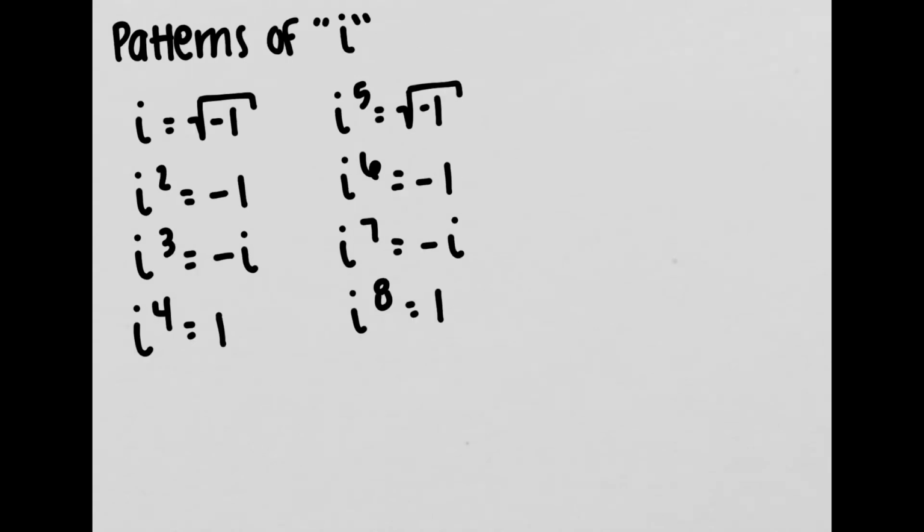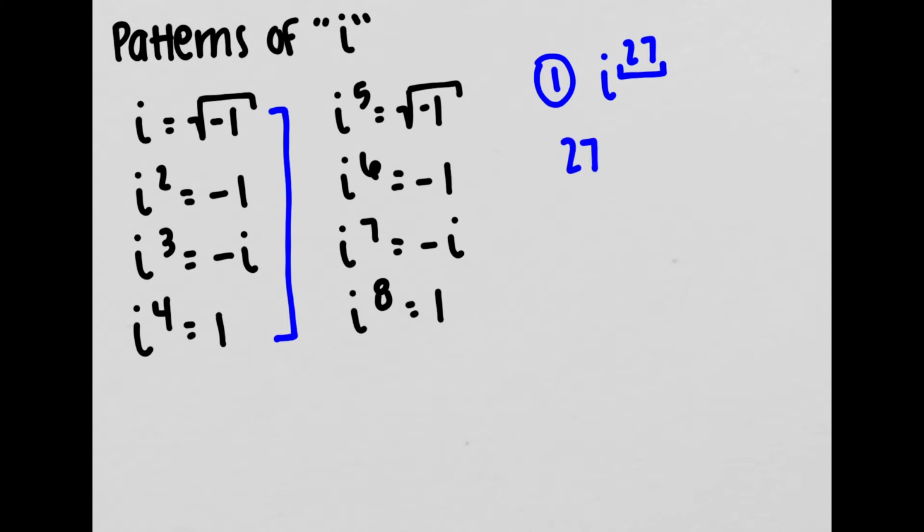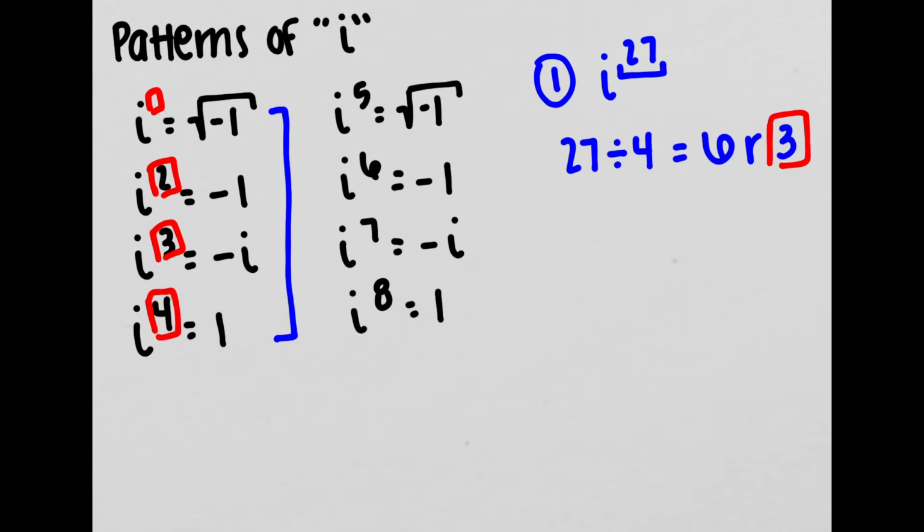Now I'm going to give you some examples of where we're going to use this. The first one, I want you to simplify, or tell me what I to the 27th is. Since there are 4 in the pattern before it repeats, you're going to take that exponent and divide it by 4. So 27 divided by 4. How many times does 4 go into 27? It goes in 6 times, and I have a remainder of 3. That remainder is what's really important, because that tells you which power of I you're looking at. Since it's a remainder of 3, I'm looking at I cubed. So I to the 27th is the same thing as I cubed, and it's equal to negative I.